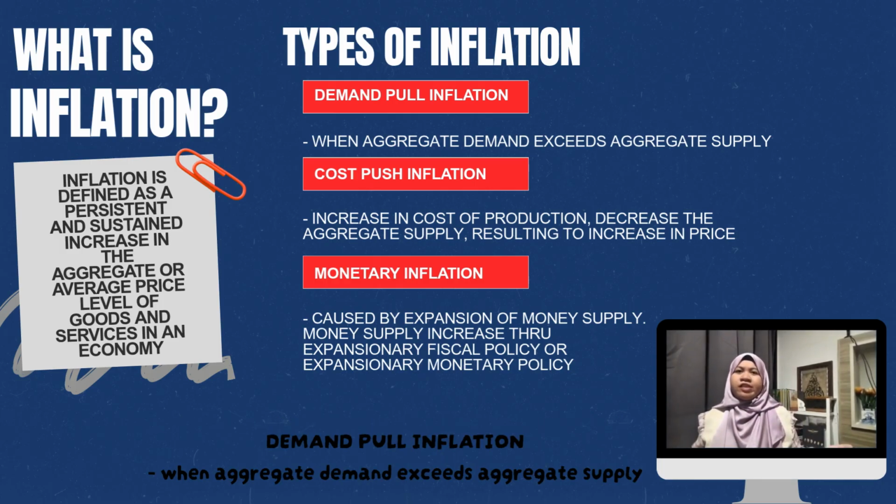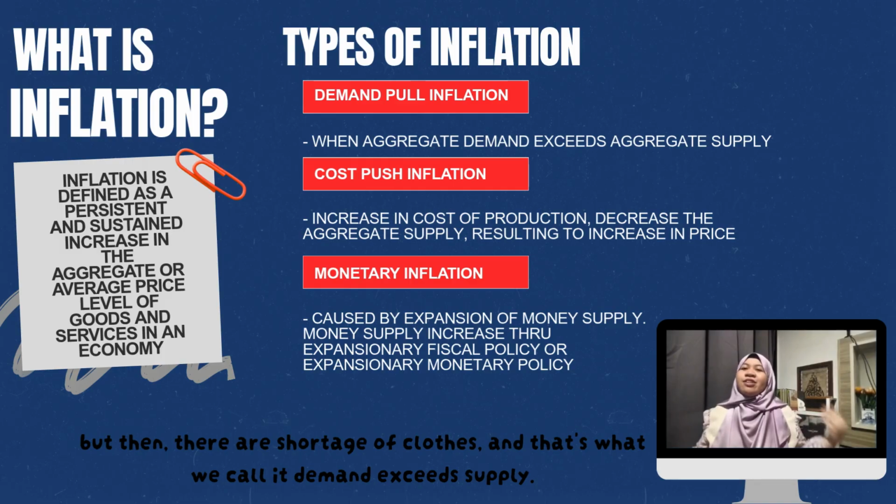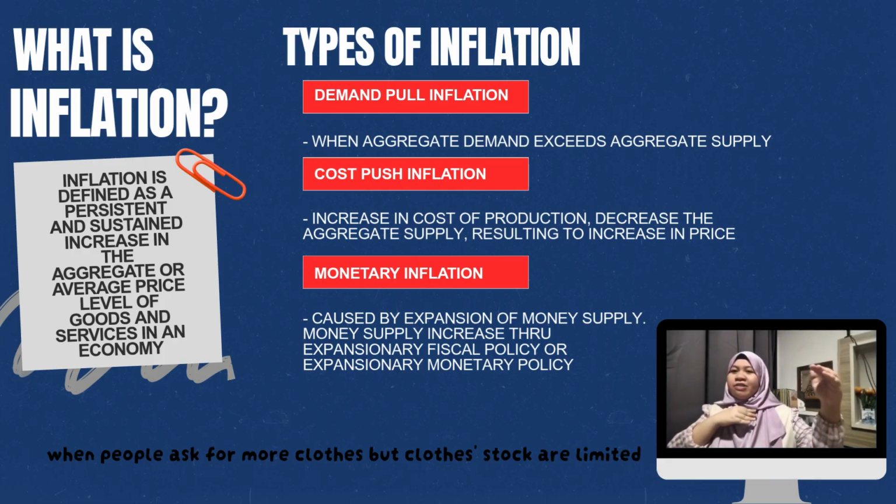What is demand pull inflation? It is when aggregate demand exceeds aggregate supply. In simple words, for example, during Hari Raya, people tend to demand more clothes, but then there is a shortage of clothes. So that is what we call demand exceeding supply, when people ask for more clothes, but the clothes stock is limited.